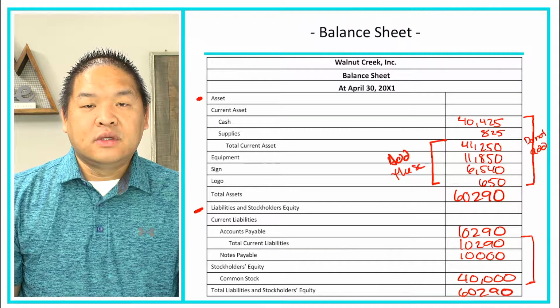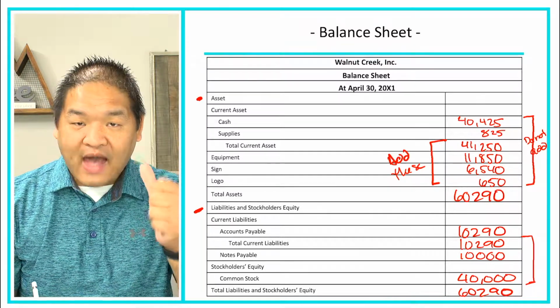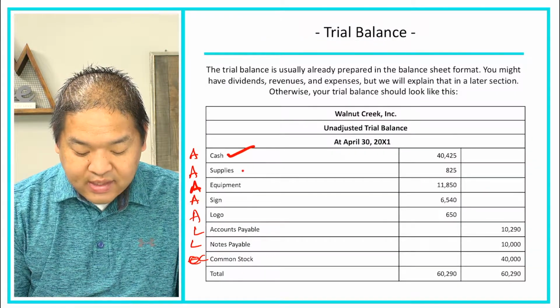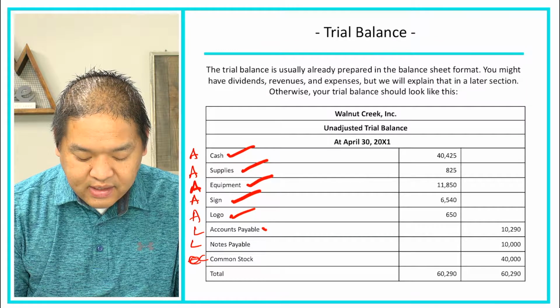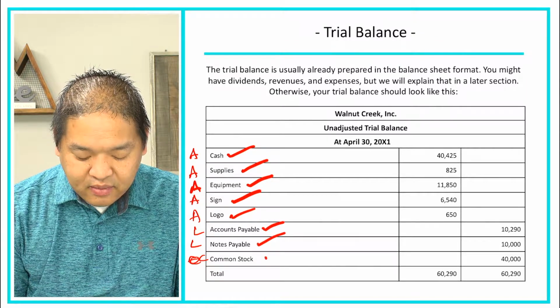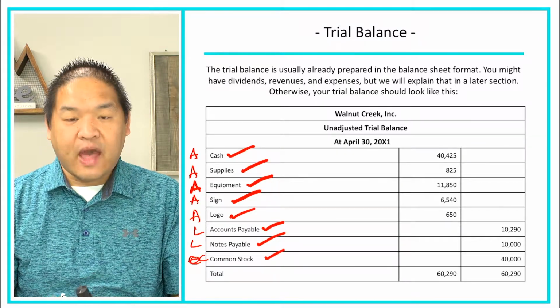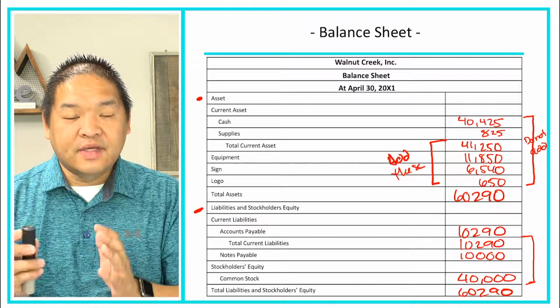$60,290. Now, did we cover all of our trial balance, asset, liabilities, and equity? So if I go back, we hit cash, we hit supplies, we hit equipment, we hit signs, we hit logo, we hit accounts payable, we hit notes payable, and we just did common stock. So I've covered all of our assets, liabilities, and owner's capital. So I've got everything that I need on this balance sheet.